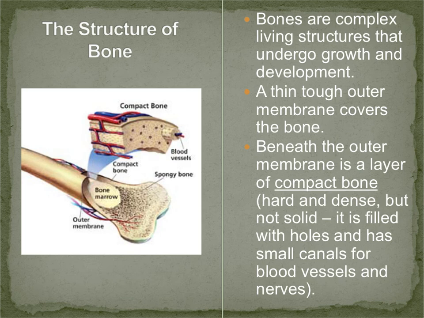Bones are complex living structures that undergo growth and development. A thin, tough outer membrane covers the bone, the periosteum. And beneath the membrane is a layer of the compact bone. Compact bone can be described as hard and dense. Although it is not solid, it doesn't have as many holes and spaces as spongy bone does.